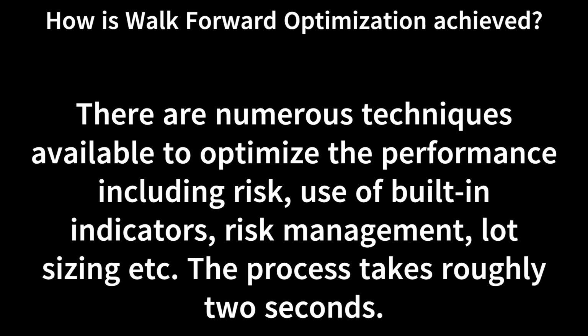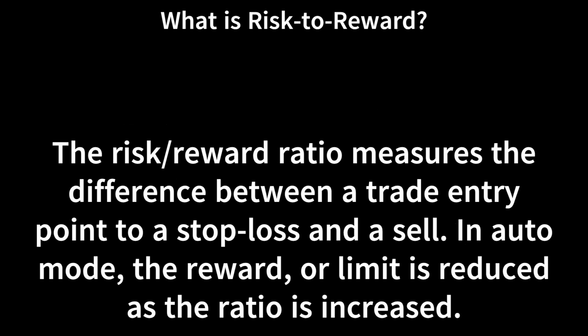There are numerous techniques available to optimize the performance, including risk, use of built-in indicators, risk management, lot sizing, etc. The process takes roughly 2 seconds. What is risk to reward? The risk-reward ratio measures the difference between a trade entry point to a stop-loss and a sell. In auto mode, the reward, or limit, is reduced as the ratio is increased.